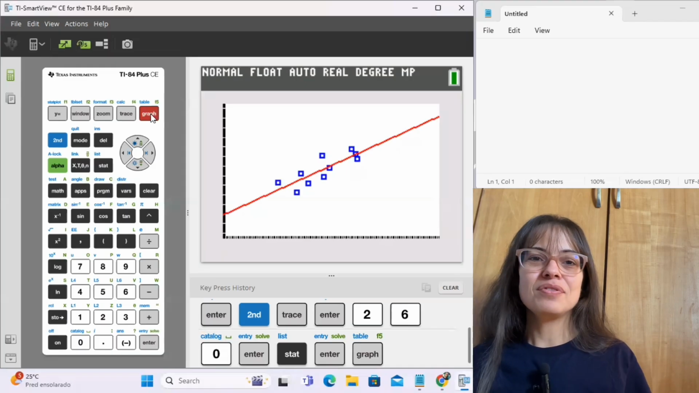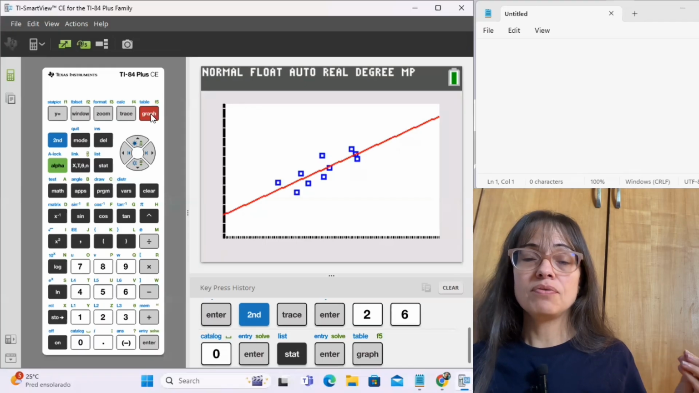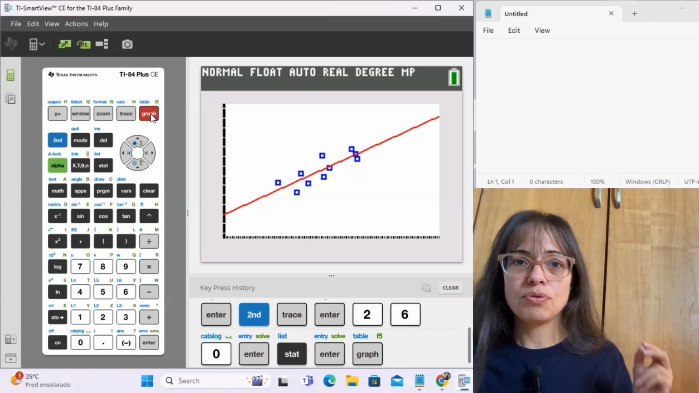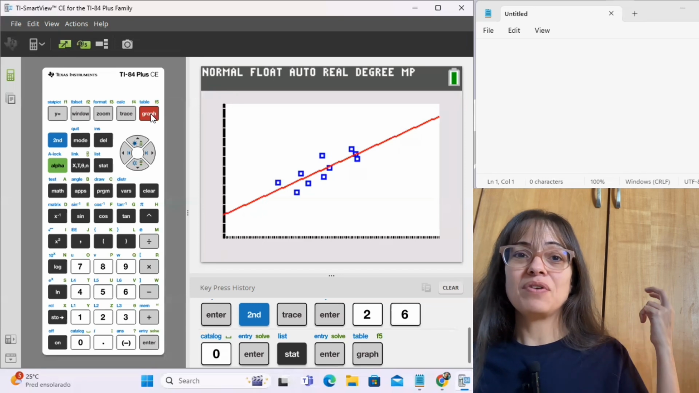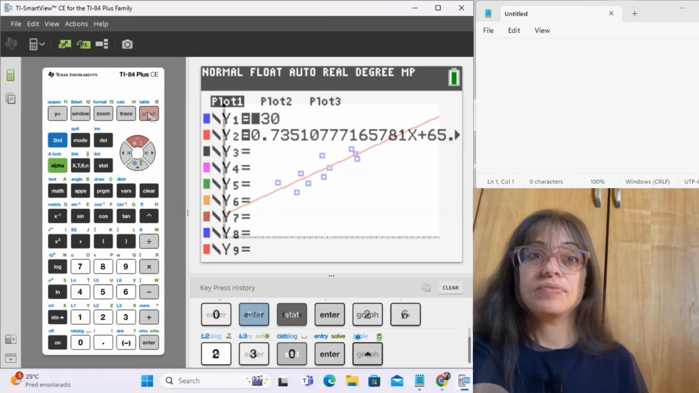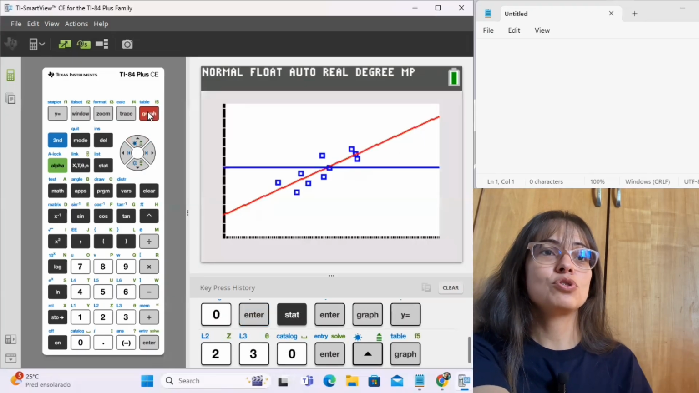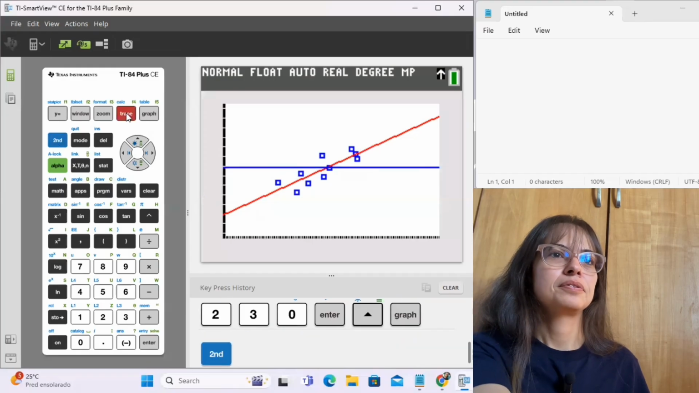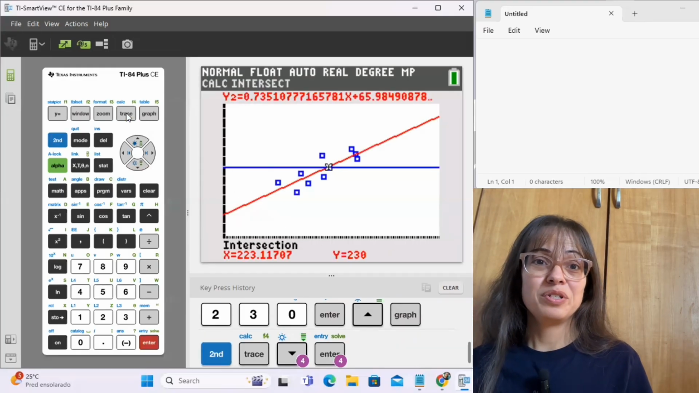Okay, so the other trick question that is very often there and I want to warn you about is that instead of giving you a value of x equals 230 and asking you for the value of y, sometimes they will give you a value of y and ask you for a value of x. And then you might think, well, I'm going to put the 230 in the vertical axis and see where those two things intersect each other, giving me a value of 223.